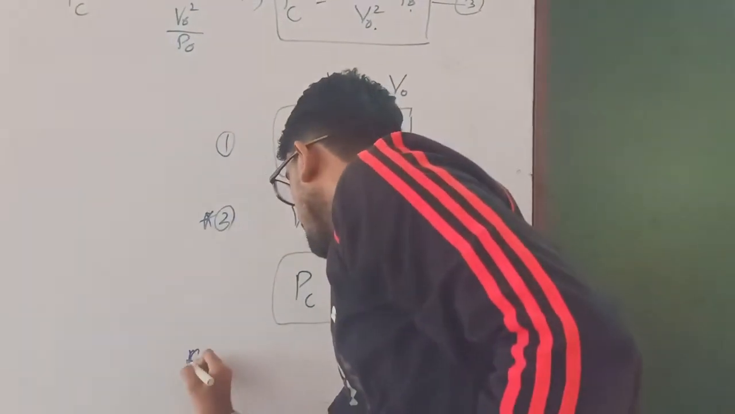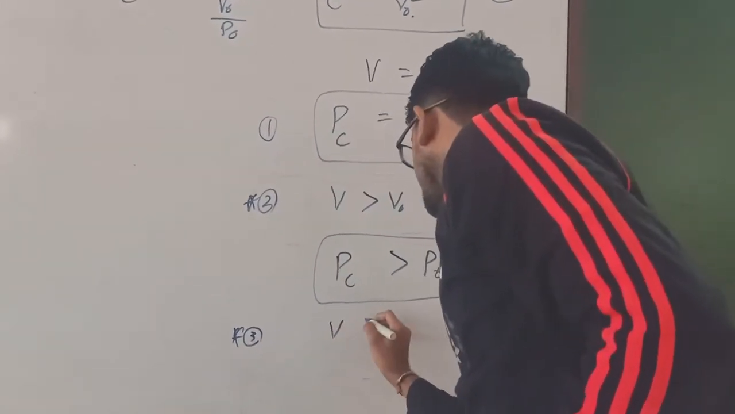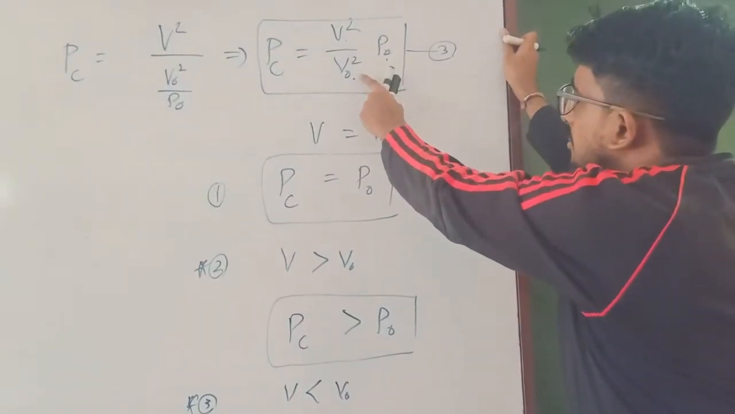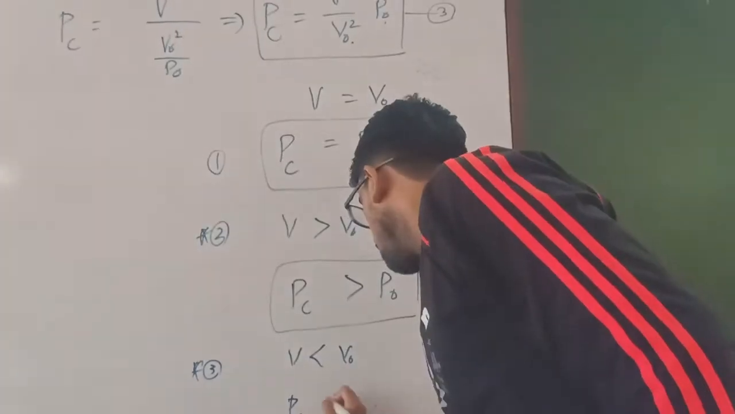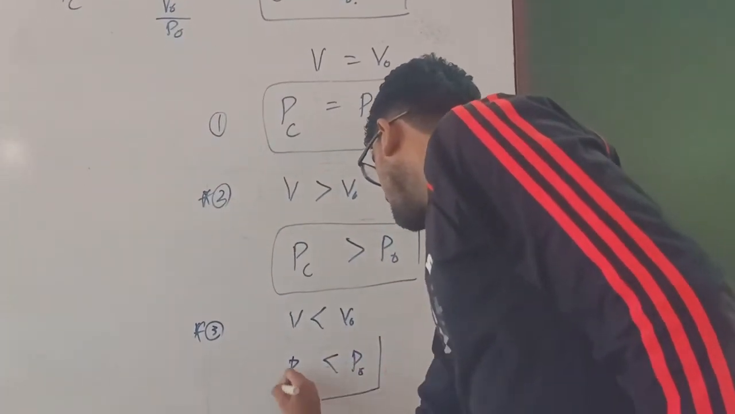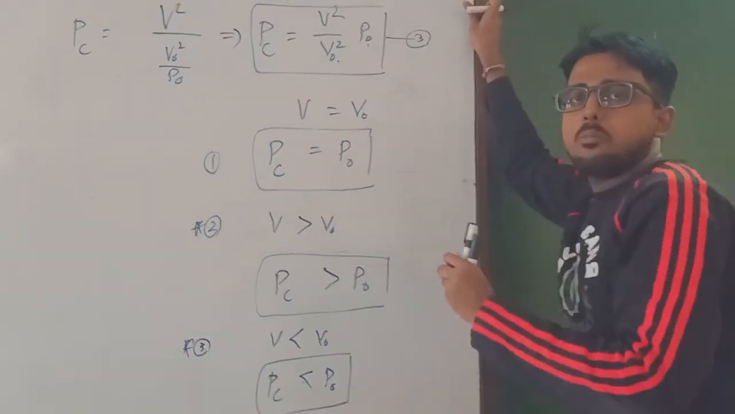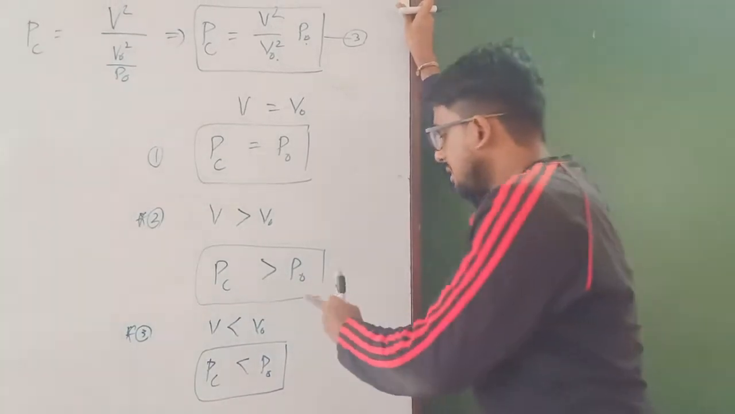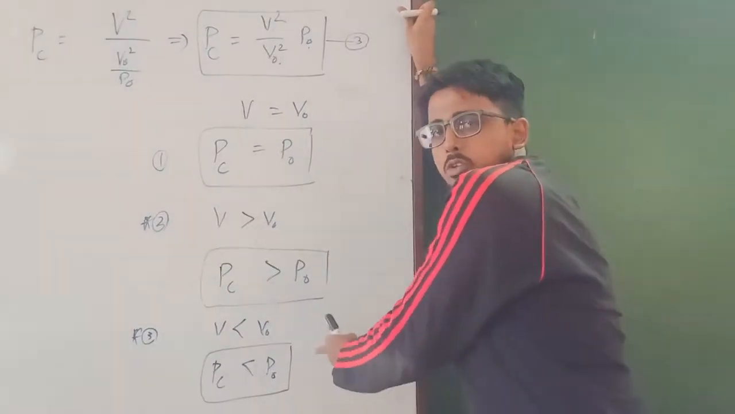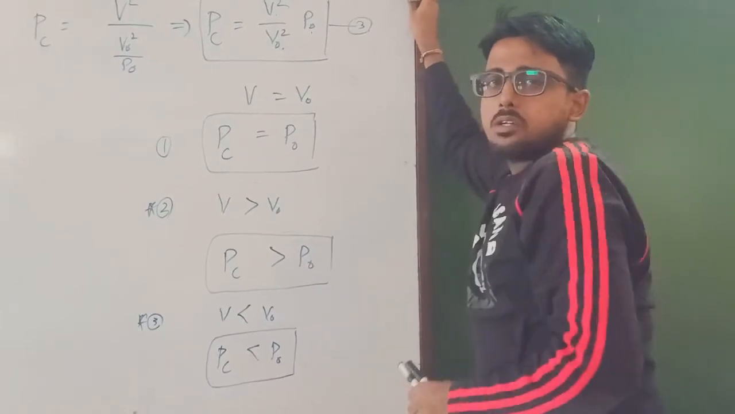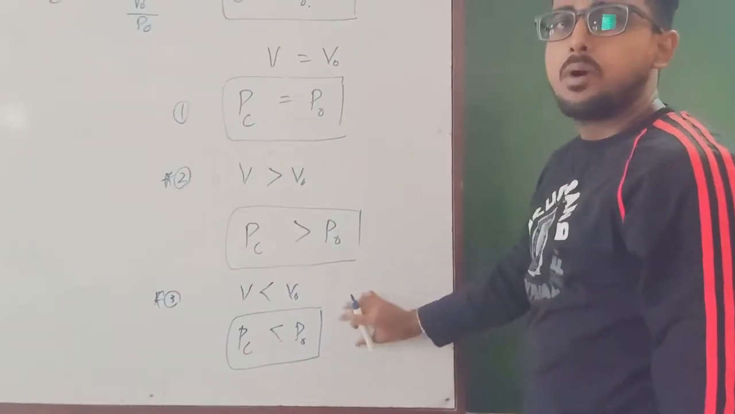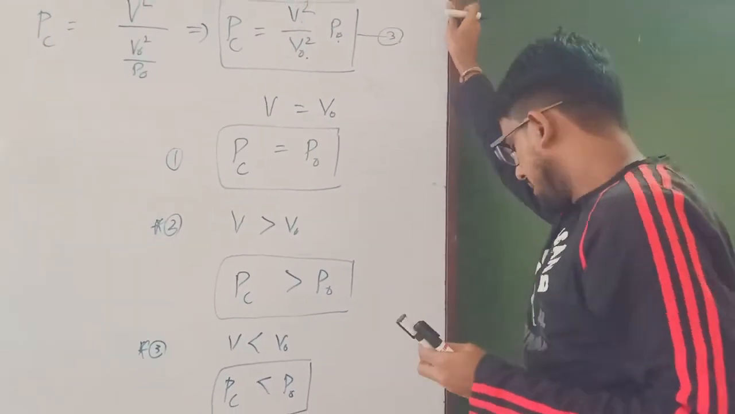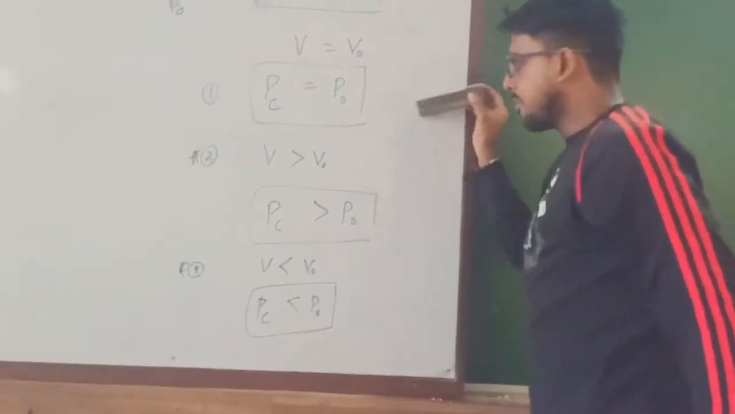In case 3, if the applied potential is less than the potential rating given by the manufacturer, so in this case, V is less than V naught, and the power consumption will be less than the power rating given by the manufacturer. If we use a 100 watt bulb, the power consumption may be 90 watts or 80 watts or something less than the 100 watt. That means in this case less energy will be consumed, so there will be energy loss. So the power output will be less than the power input. Okay, so these are the conditions when an electrical bulb is used in a circuit. So you have to remember all these formulas.